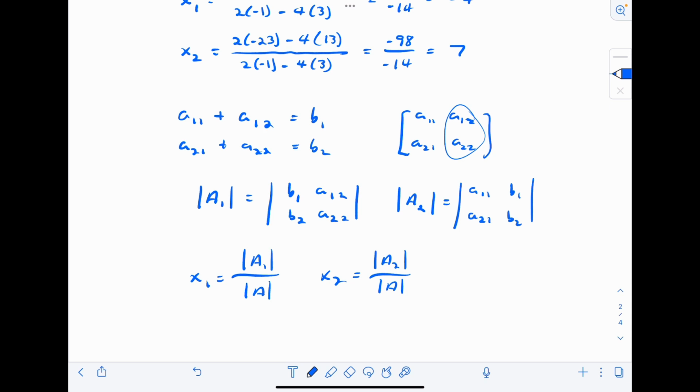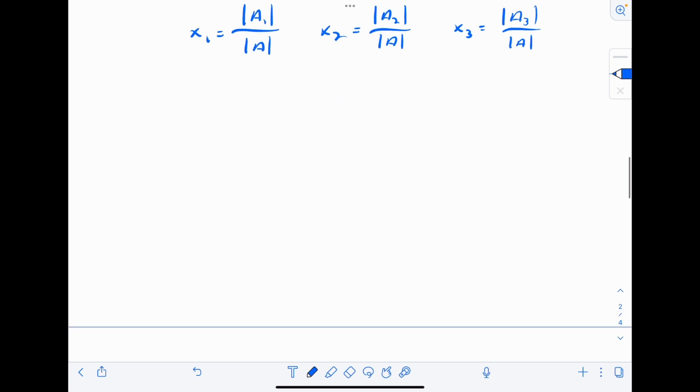And we can keep going. If I have 3 equations with 3 unknowns, I would just do the same thing. I would have x3 as the determinant of A3 over the determinant of A, where now I'm replacing the third column with the b values, and so on and so forth. So that's how we use this idea of Cramer's rule to solve a system of equations.